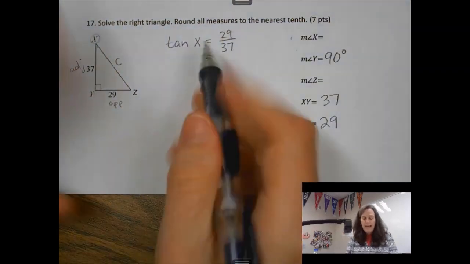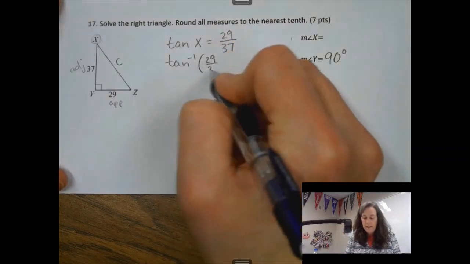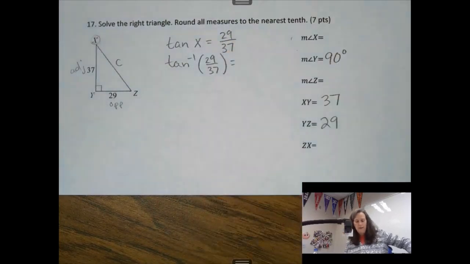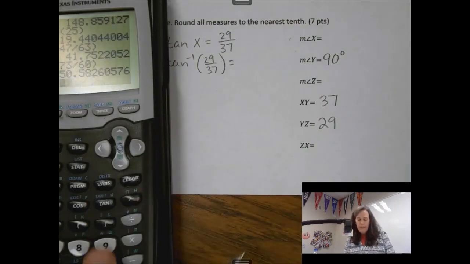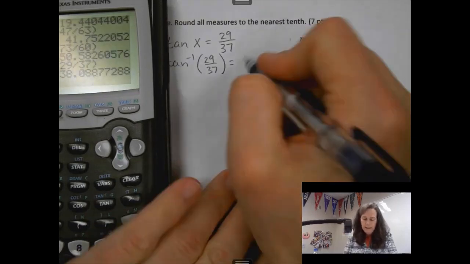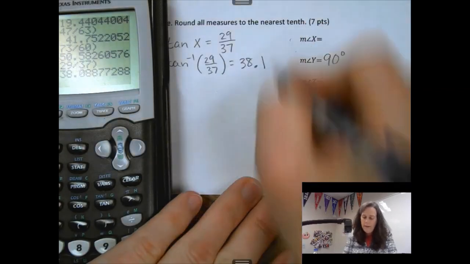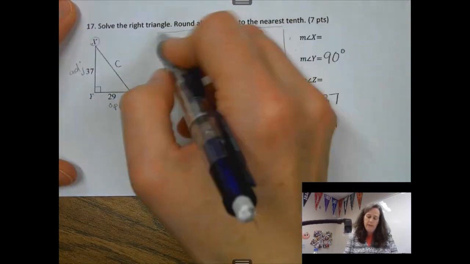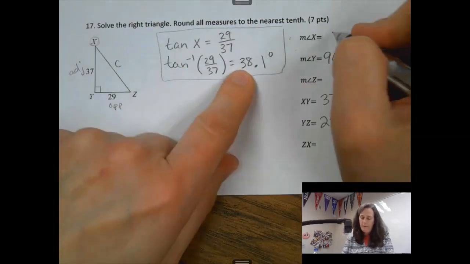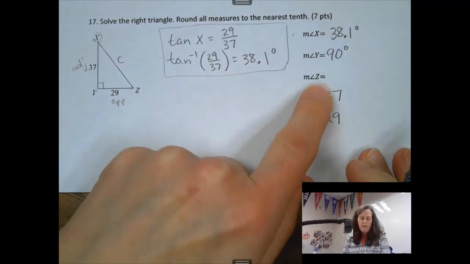Okay, and when we're missing the angle, we have to do inverse. 29 over 37, and that will give us the measure of angle x. 29 divided by 37. Okay, looks like it is 38 point, if we're rounding to 1, degrees, measure of angle x. I'm going to put a little box around that so I can work on a different one without getting confused. 38.1 degrees. All right, let's try to find z then.